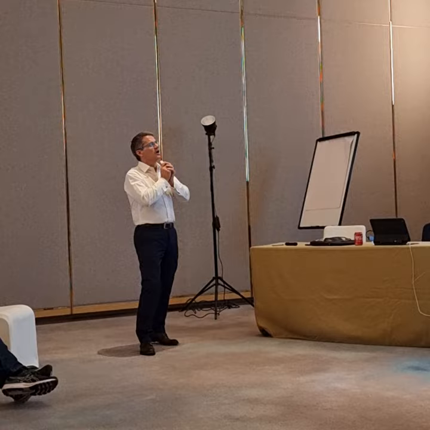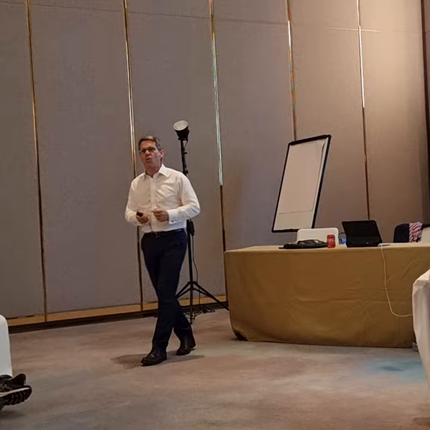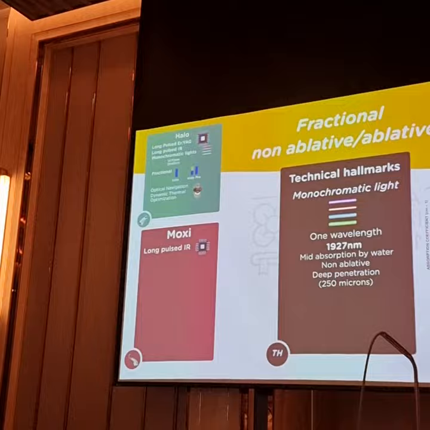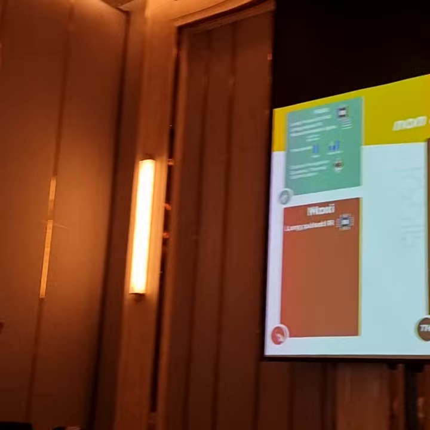So it's a 1927, which means we have absorption basically by water, and if you look at the absorption, it's much lower than erbium and higher than the one we get with a 1470 of Halo. That's why the absorption is between both. So we'll have a non-ablative intense heating. So we're going to use coagulation but not ablation up to a depth of 250 microns.